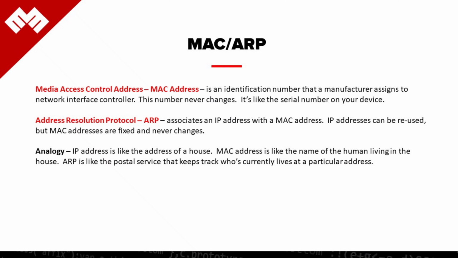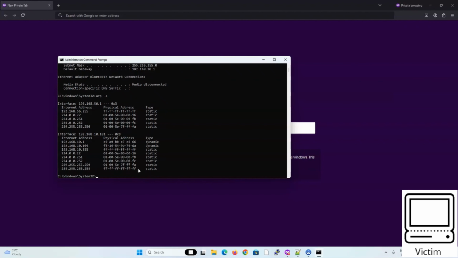If I were to use an analogy, think of an IP address as the address of a house, and think of a MAC address as the names of the people who are living in that house. ARP is like the postal service that keeps track of who's currently living at which address. Coming back to the victim's computer, when I type arp -a, I ask the computer to tell me all the IP addresses that it is aware of and which MAC address is assigned to each of them. In other words, for each IP address, which physical network card or physical Ethernet card is associated with it.